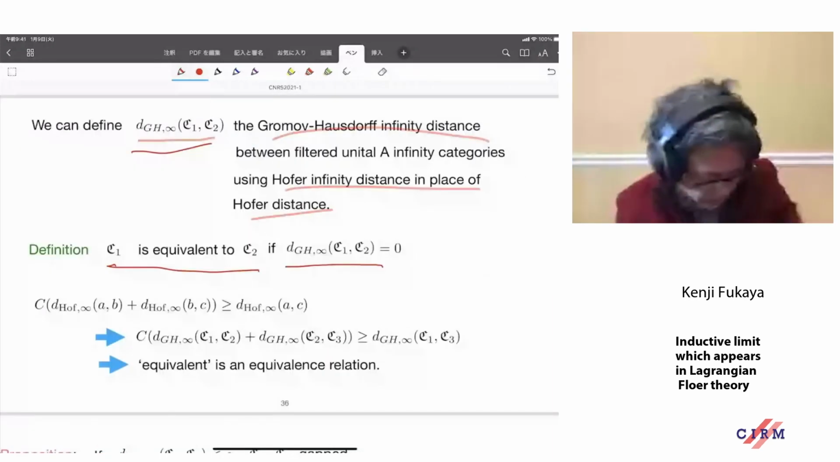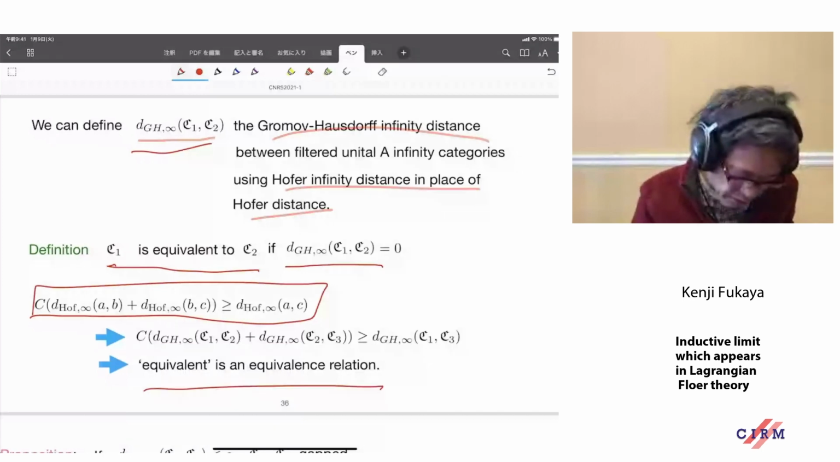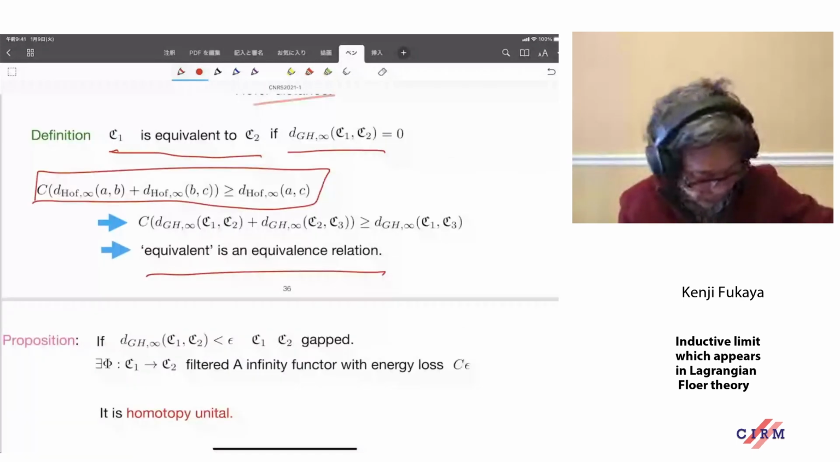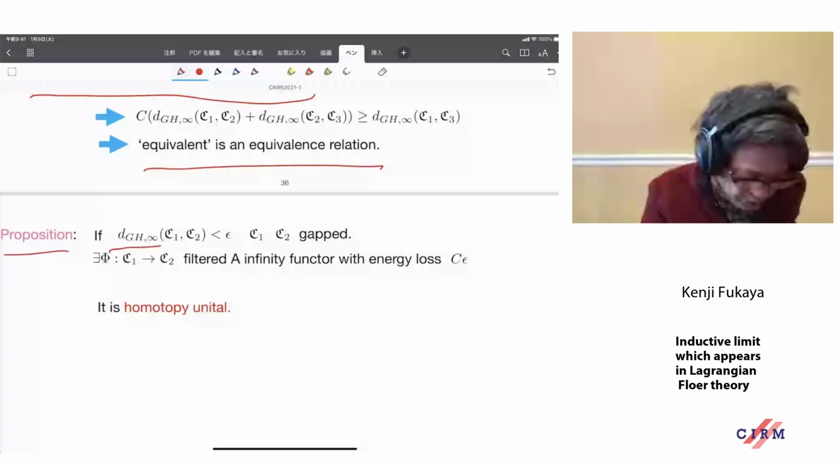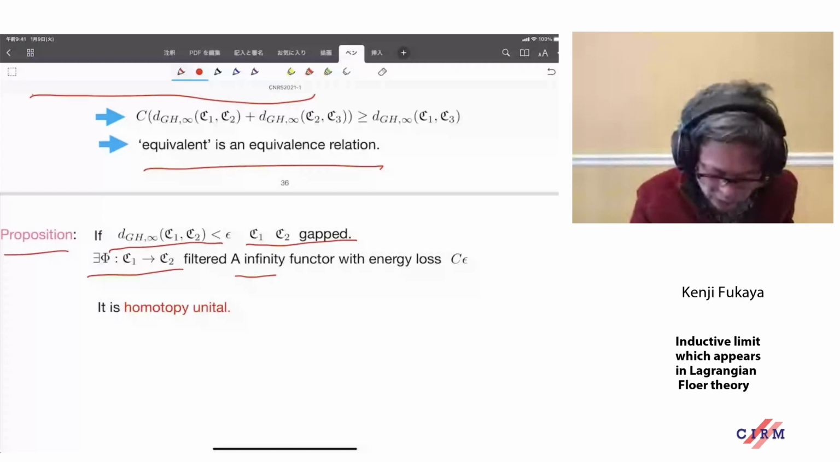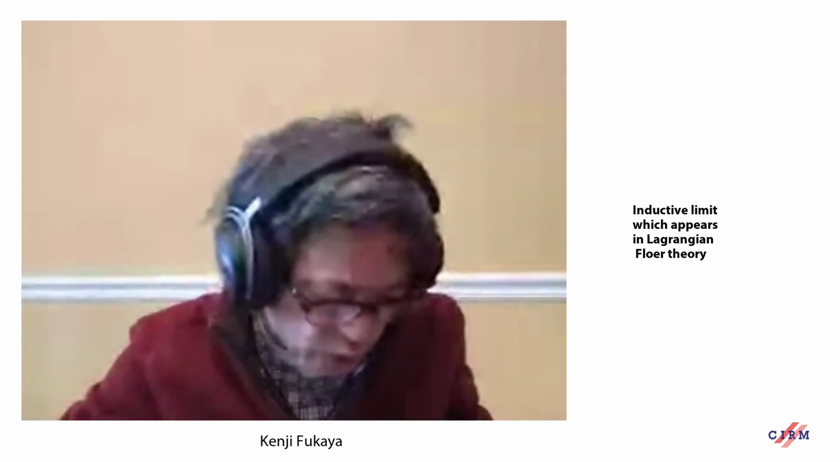The bad thing is that if we can prove this triangle inequality, then this equivalence is an equivalence relation. But since I still cannot prove this conjecture, I don't know whether it is an equivalence relation. But still, we can prove the theorems I just mentioned. So I go back to this proposition: if this Hofer infinite distance is small, then we have a finite infinity functor with energy loss C epsilon. And the important thing is that this is homotopy unital. This one I cannot prove for the Hofer distance, but if you consider the Hofer infinite distance, we can prove its homotopy unitarity. So now we can use these propositions.